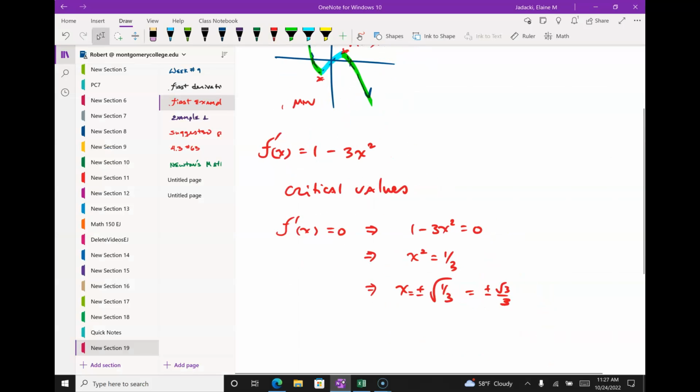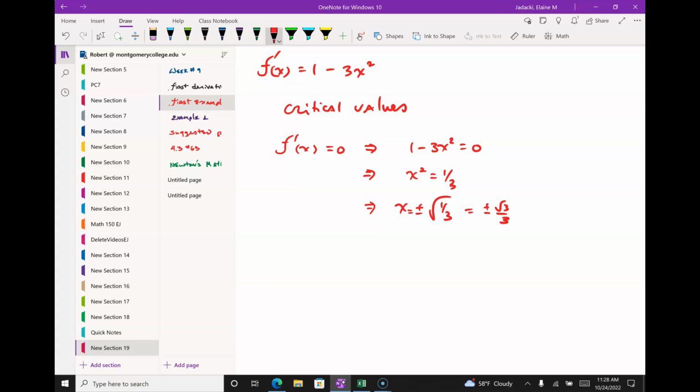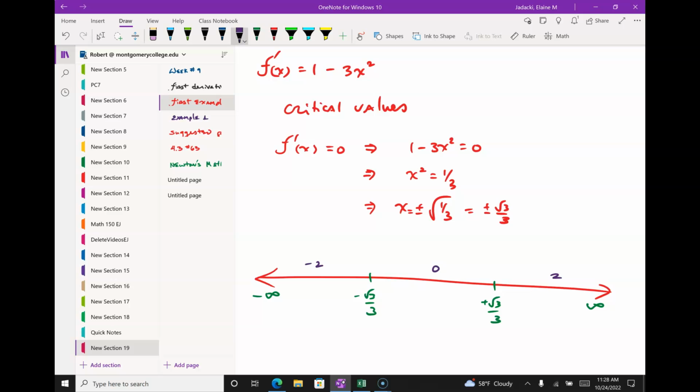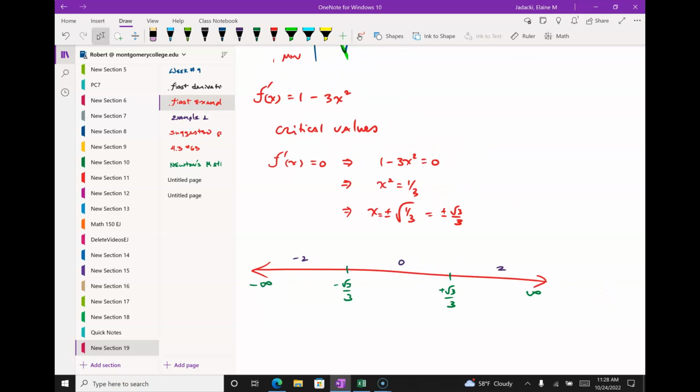Nice. Once I find my criticals, I want to create my number line with my domain included, right? So domain from minus infinity to infinity. And I've got my minus root 3 over 3, and I've got my plus root 3 over 3 as my criticals. And I'm going to pick test values anywhere left of, right of, and in between my criticals. I tend to be pretty simple about this. So I know I can pick a -2. I know I can pick a 0. I know I can pick a 2.